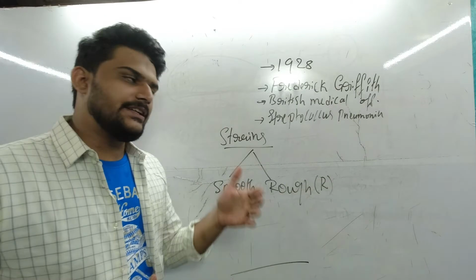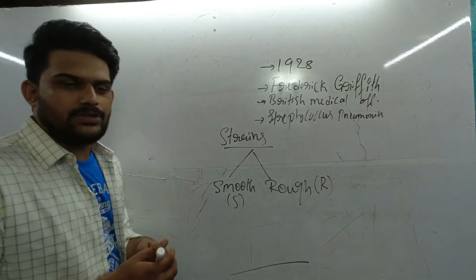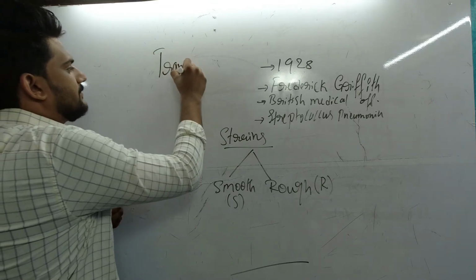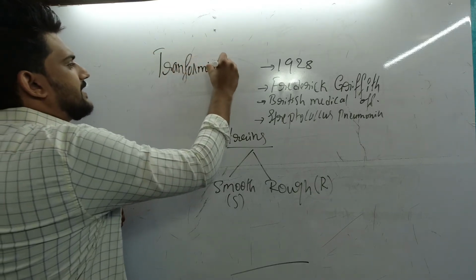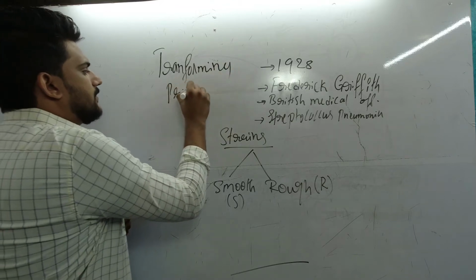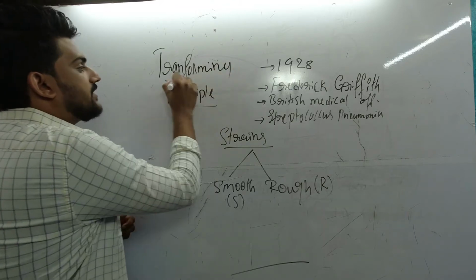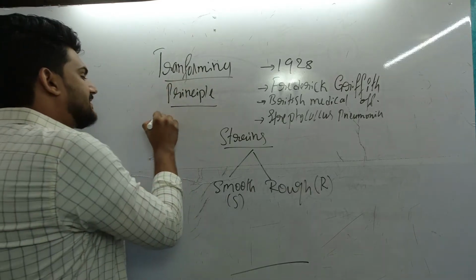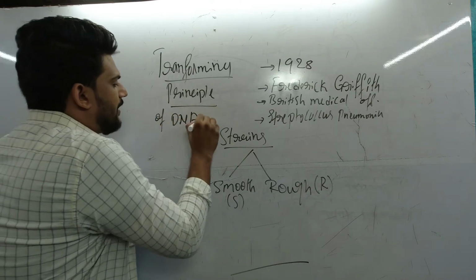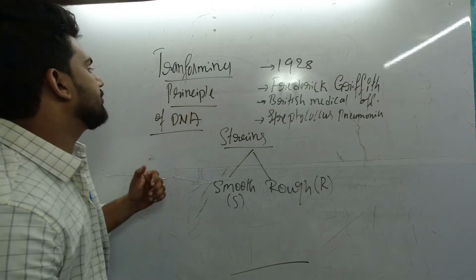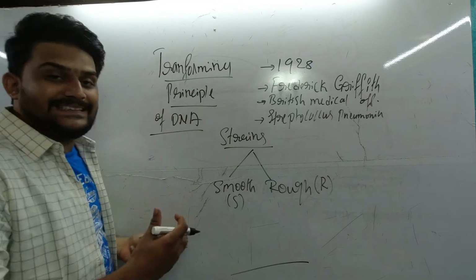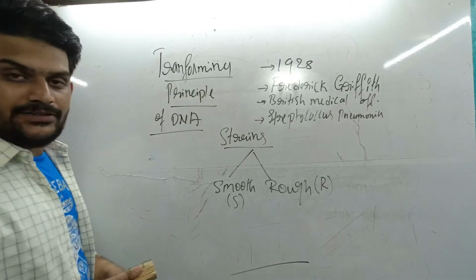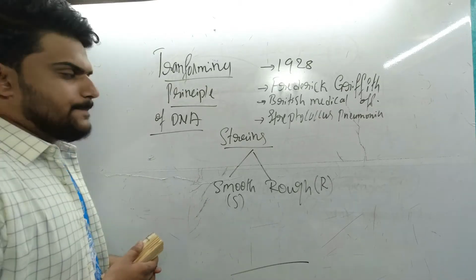Some things have been written on the board already. So let's see what it is and what this topic is. The topic is the transforming principle. What is the transforming principle? The transforming principle is DNA. How is DNA going to transfer its characters, transform its characters over a few generations, when it has been triggered in such a way?